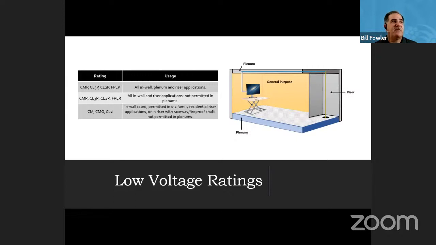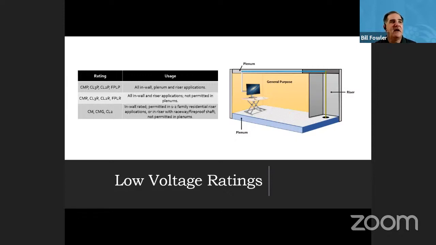It can be used in a riser application. But you'll see the CM and the CL. A lot of people ask what's the difference. Well, when we talked about electronic signaling data, you'll see the CM classification. The CL was used a lot of times for signaling, like audio or some type of video application. So that's where you see the CM and CL classification.